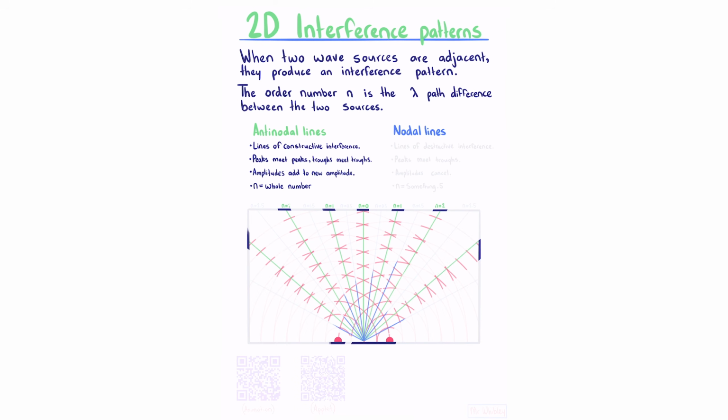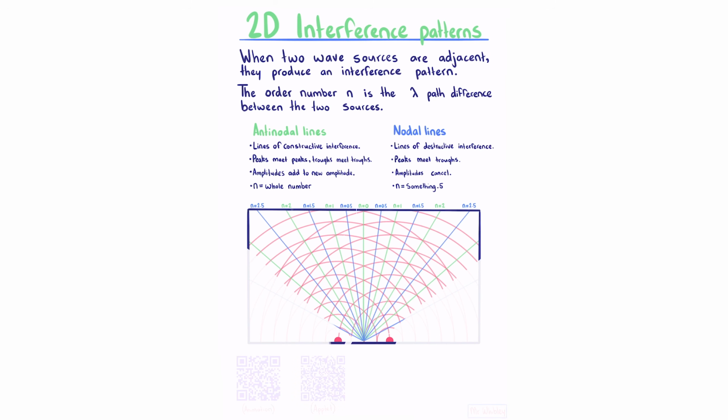Our nodal lines are lines of destructive interference, where peaks meet troughs, the amplitudes cancel, and our n is something.5. Our first nodal lines are 0.5 either side of our 0, and then 1.5, 2.5, and so on. Now to analyze this a bit further, if we were to analyze this point here, we can see we have two wavefronts intersecting, meaning that we have a peak meeting a peak, meaning that we have an antinodal line, which as we can see, we do.